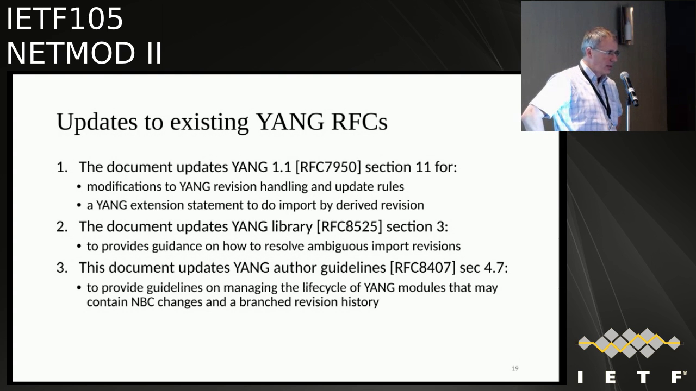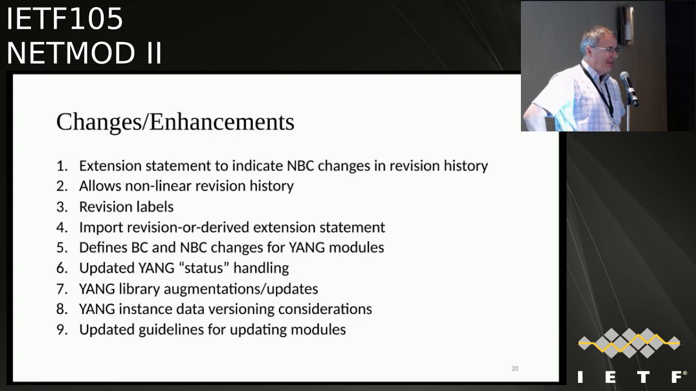Next, please. So what do we have here? We have an extension that will go into the revision statement and indicates that this revision of the Yang module is non-backwards compatible, NBC, to the previous version. If it's not there, then it's assumed or it must be backwards compatible. We also explicitly state that we allow nonlinear Yang module development, so branching and updating previous revisions, which was not forbidden in 7950, but many people assume that there we will have linear development only.